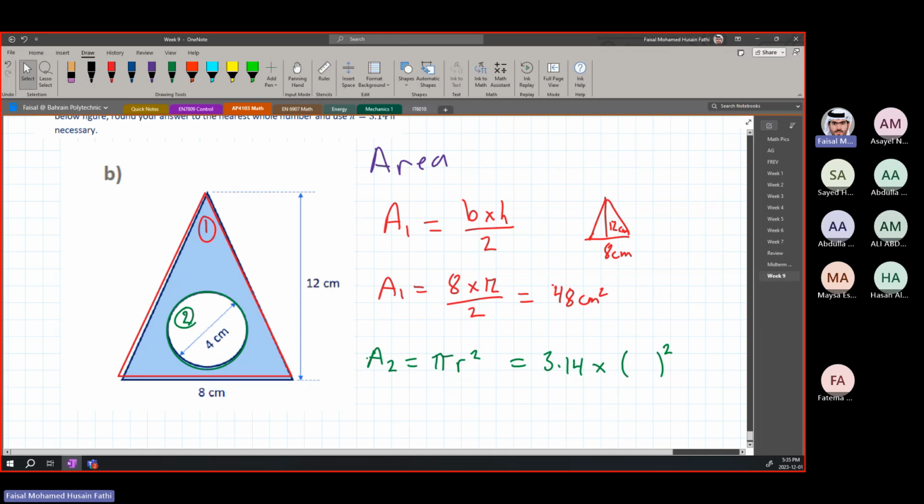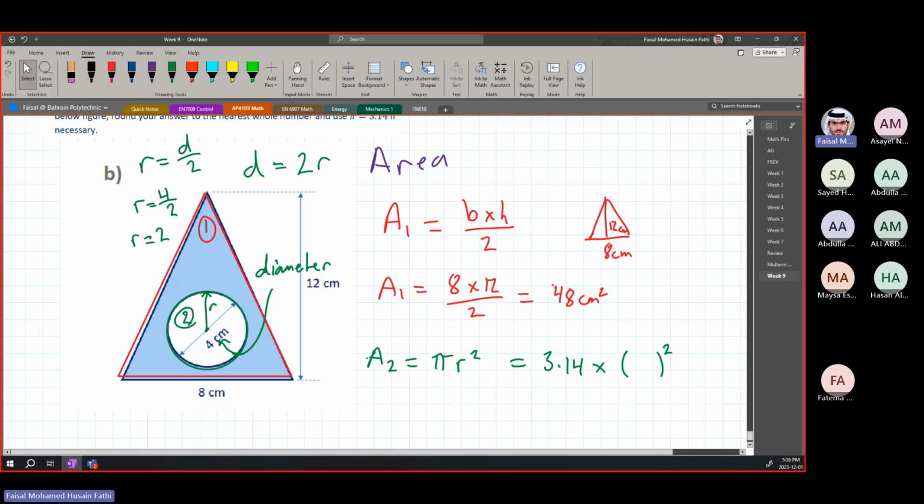Remember that the radius is the distance from the center to the edge. That is the radius. They gave us the full dimension. The given dimension here is the diameter. And we know that the diameter d is equal to 2 times the radius. So to find r, you just have to divide d by 2. So in this case, it's 4 divided by 2. R is equal to 2.